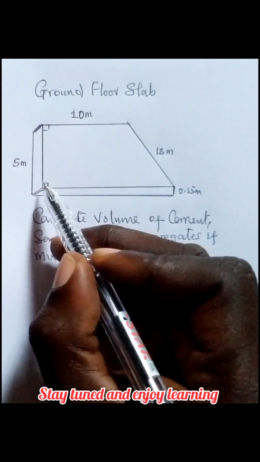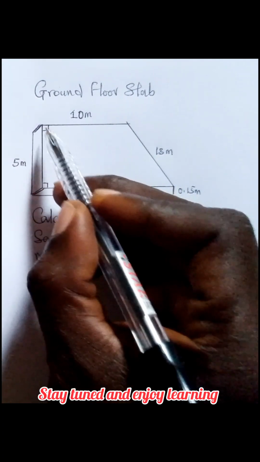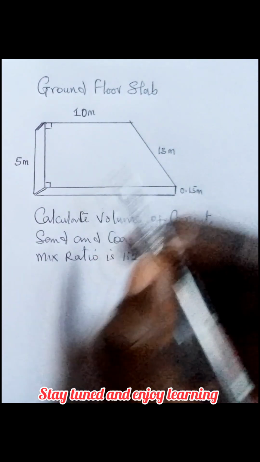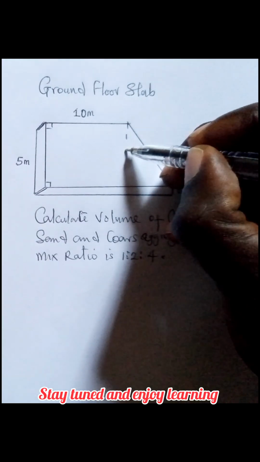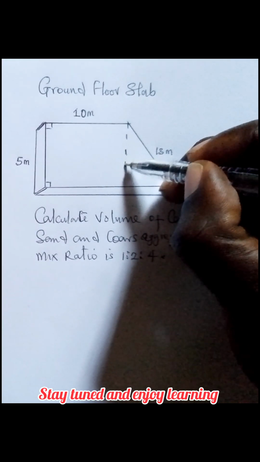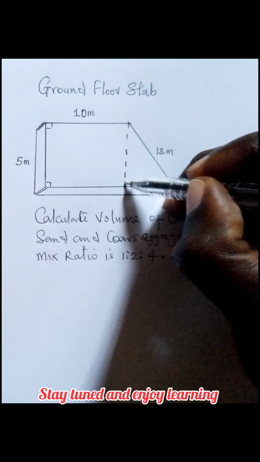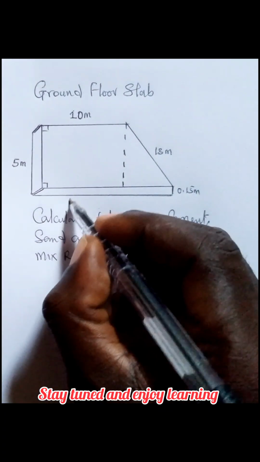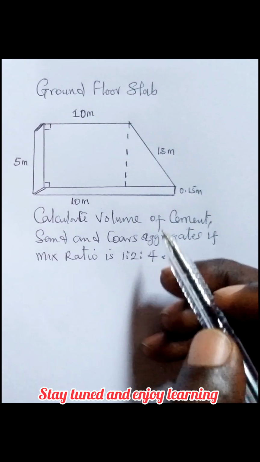Looking at this shape, this line is perpendicular to this one at an angle of 90 degrees. This other line is perpendicular to this other line at an angle of 90 degrees. So it means if from here to here is 10 meters, if you project this line downward, we can also say that from here to here is also 10 meters. I'm doing this to enable us to find out the area of the shape.